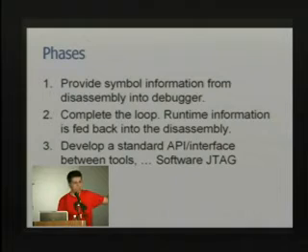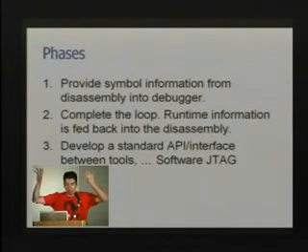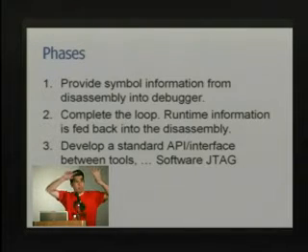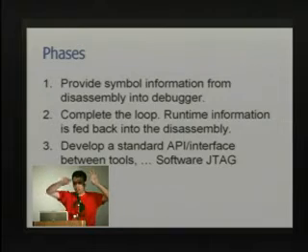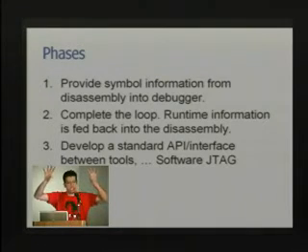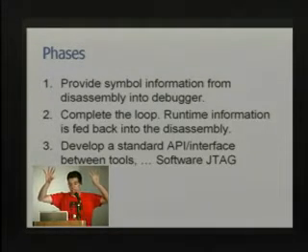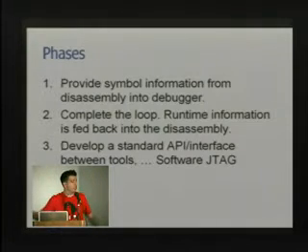So phase 1 is going in one direction. It's going from the disassembler to the debugger, just one way. Phase 2 is where the loop gets completed. We take information from the debugger and feed it back into this assembly. And we start creating this loop that is going to provide a lot of the commenting and a lot of the data analysis for us without doing very much work.